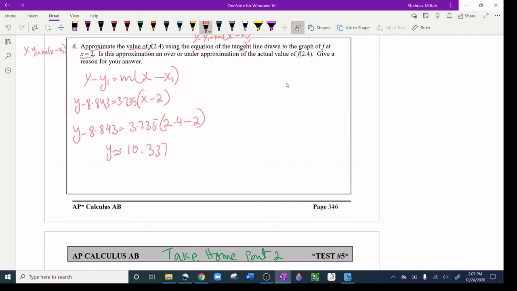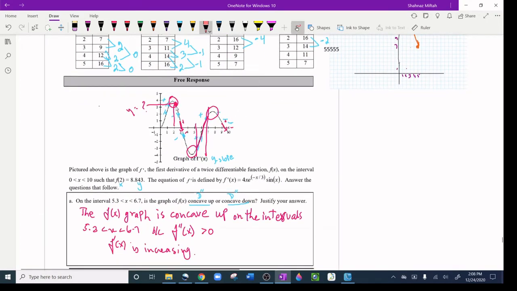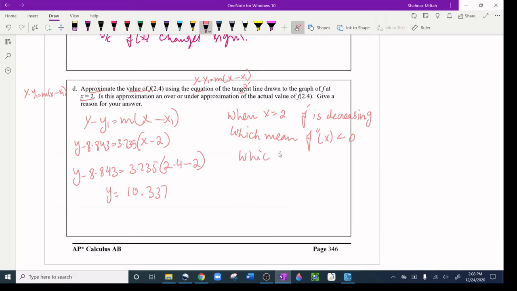So since x is equal to 2, f prime is decreasing, which means f double prime x is less than 0. So why would I say that? If you guys pay attention, this is my graph and I'm talking about at 2. So when I draw a tangent line at 2, that's decreasing, which means it's concave down.